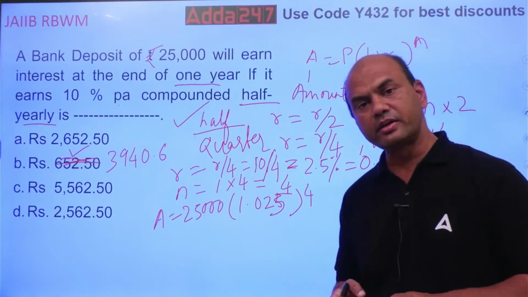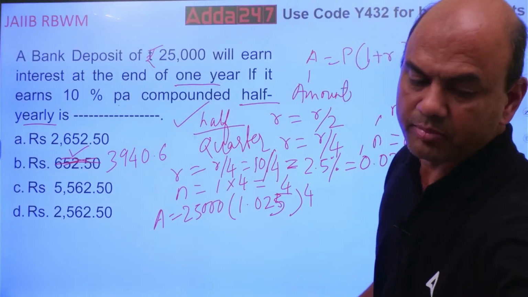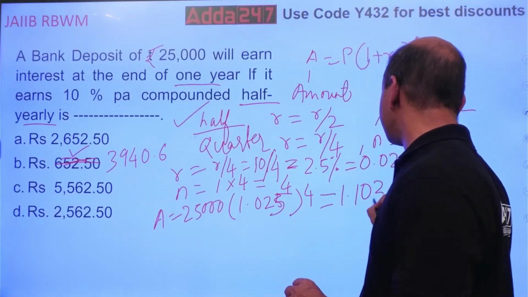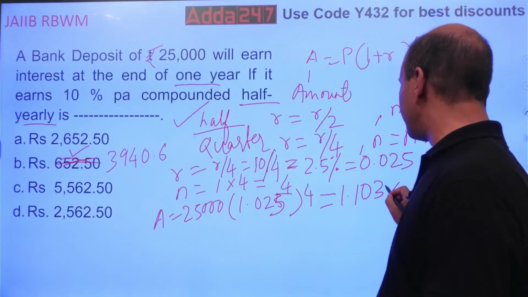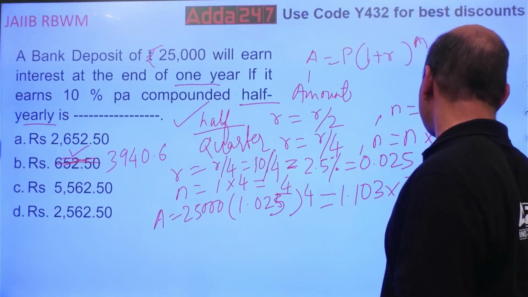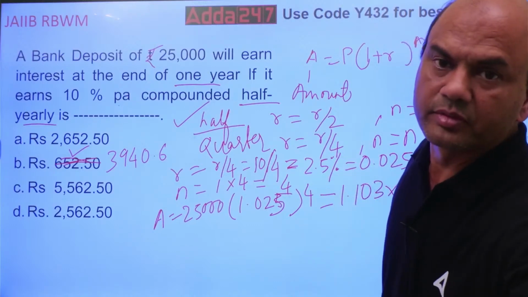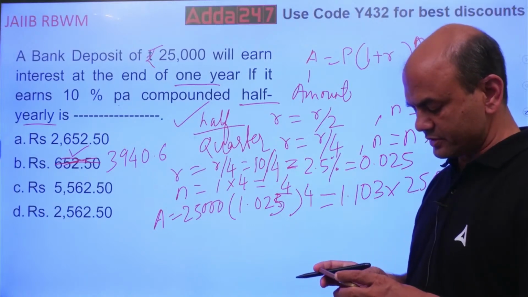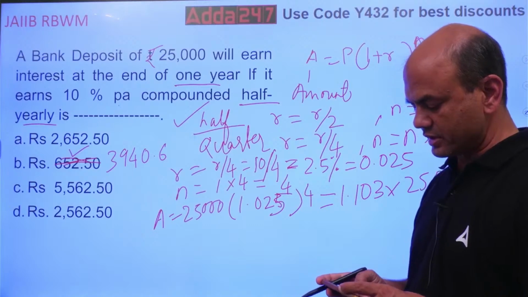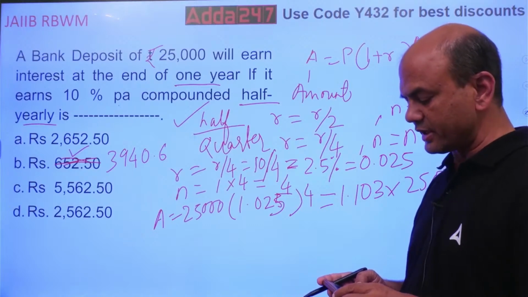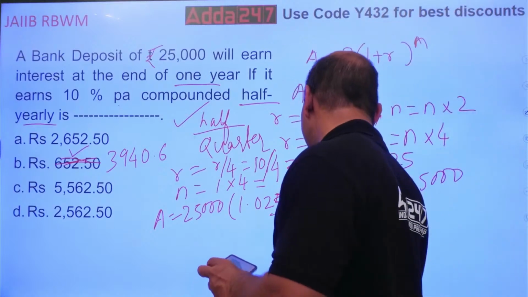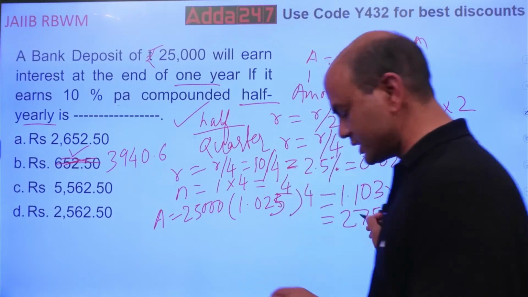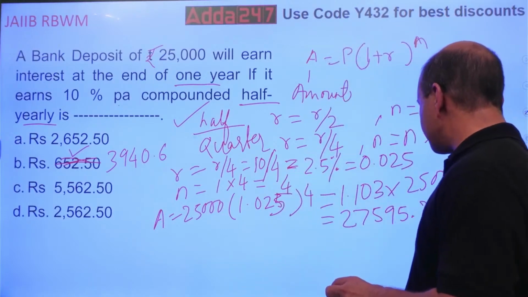1.103, correct, you are getting 1.103. But this is multiplied by what? 25,000. So multiplied with 25,000, what will you get? It is 27,595.32. But this is A.